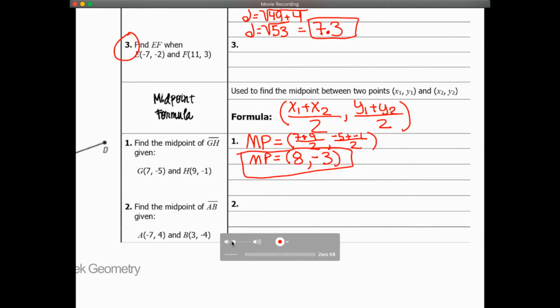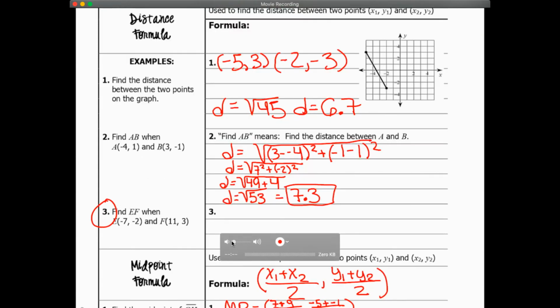There's my midpoint. So I'll let you try number 2 on your own, and then you can check your answers in the key on Google Classroom. Moving right along.